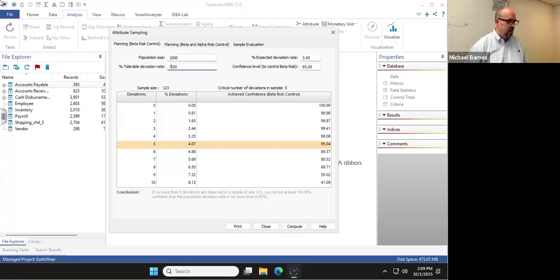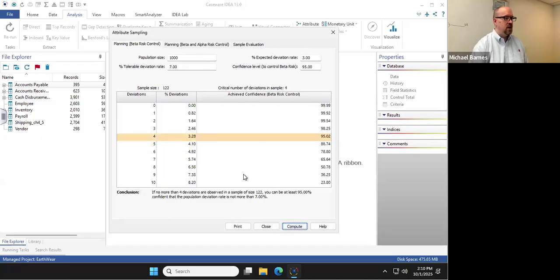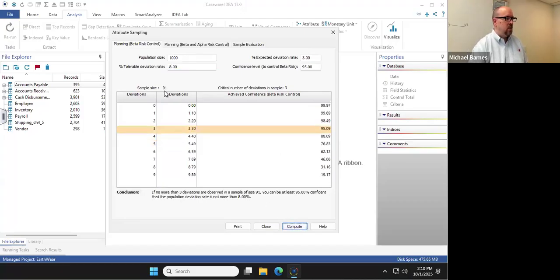When I go to 7 here, same type of effect. So we're making the distance smaller. So yeah, 122. Now that was again from 91. So let's just make sure that we're clear on that. All right. So this was our original assumption for 91 sample size, 8 and 3. If I make tolerable deviation rate lower, I'm decreasing the distance between those two numbers, which makes my sample size larger.